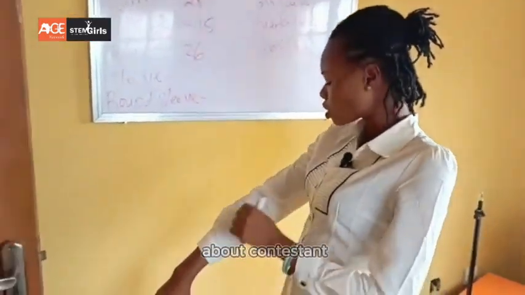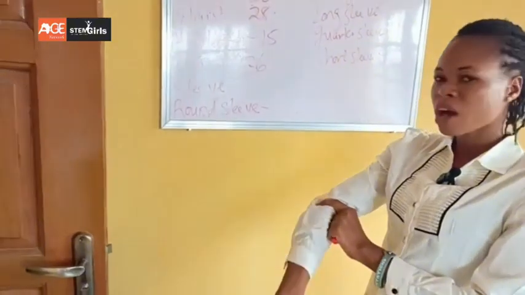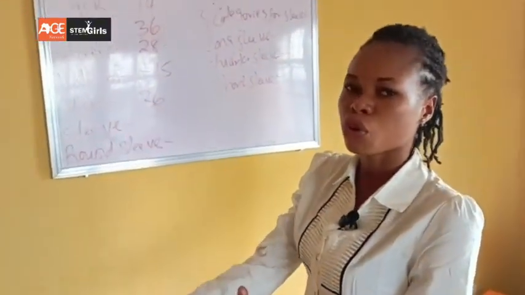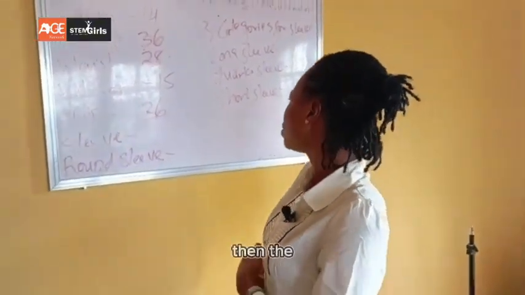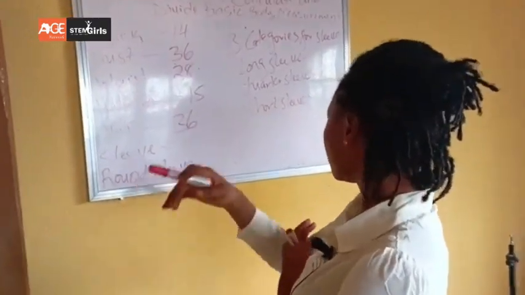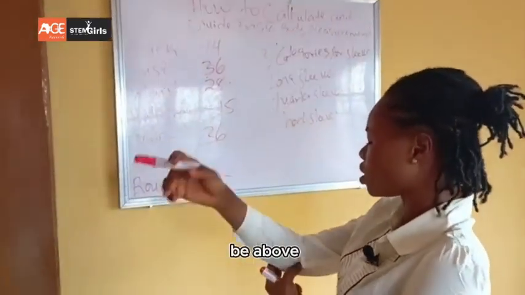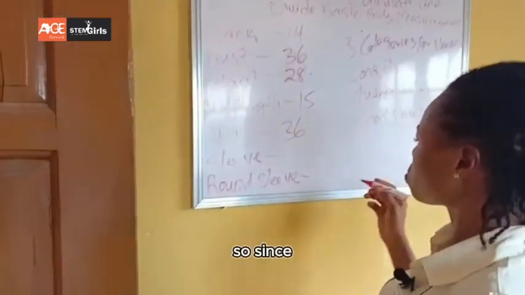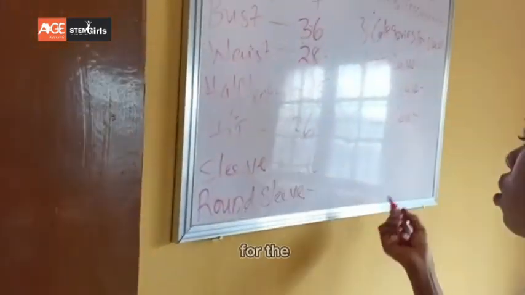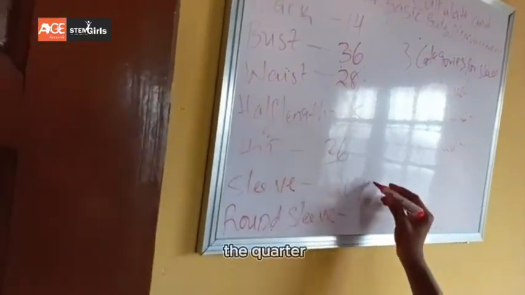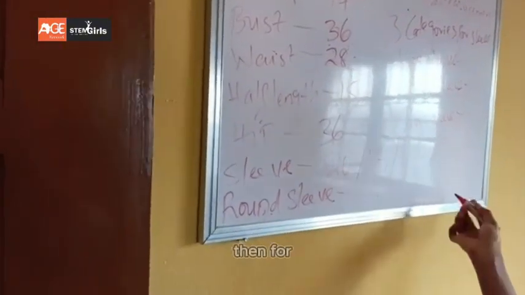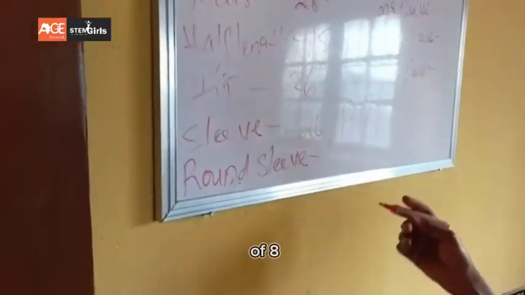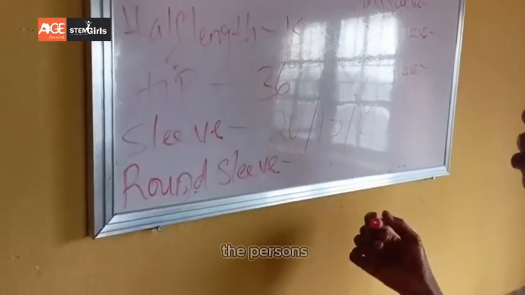Then we are talking about quarter sleeve, the one that will fall below, after your elbow. We call that quarter sleeve. Then the short sleeve is one that will be above the elbow line. So we can use 20 for the long sleeve. Then for the quarter, you can use 30. Then for the short, we can make use of 8, depending on the sleeve the person wants.